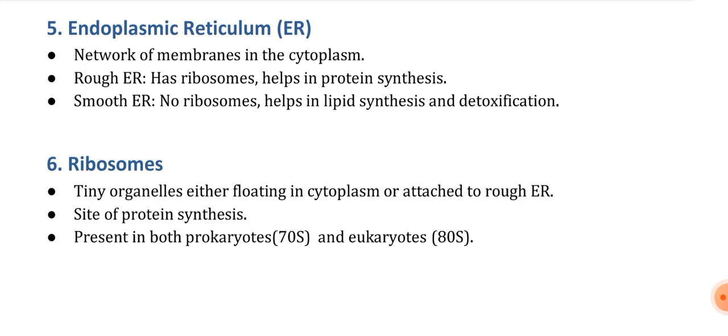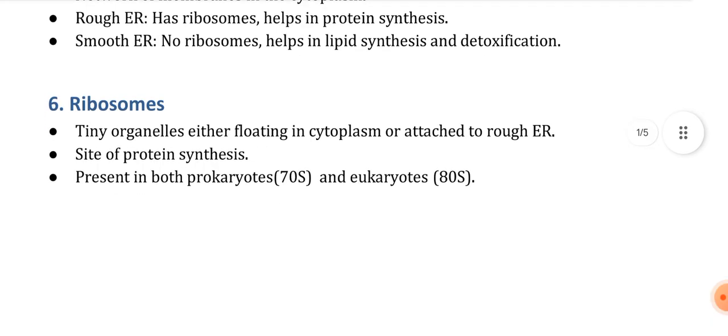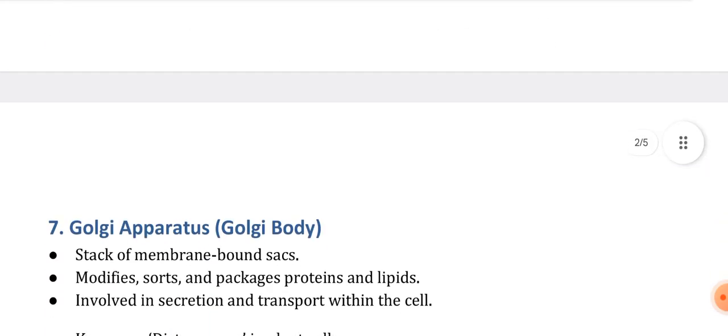Ribosomes: tiny organelles, either floating in cytoplasm or attached to rough ER. Site of protein synthesis, present in both prokaryotes and eukaryotes. I have already told about what prokaryotes and eukaryotes mean. In case of prokaryotes, ribosome is of 70S type. In case of eukaryotes, it's of 80S type.